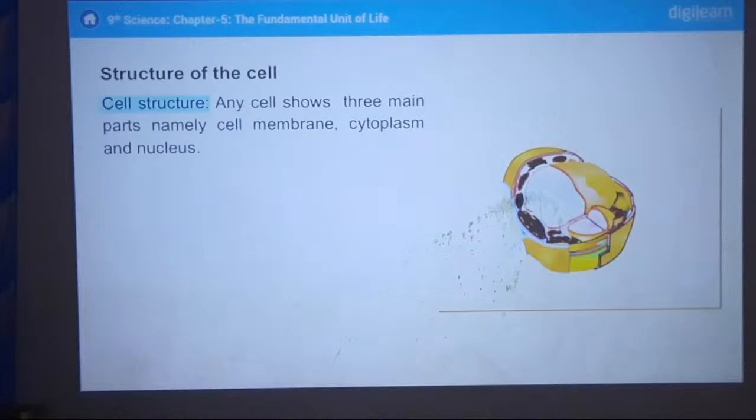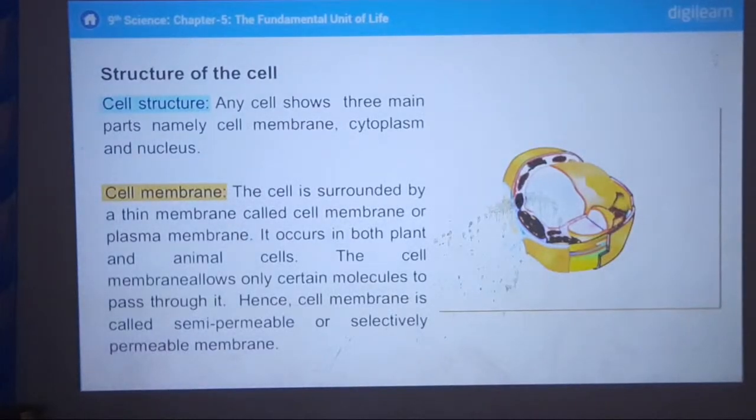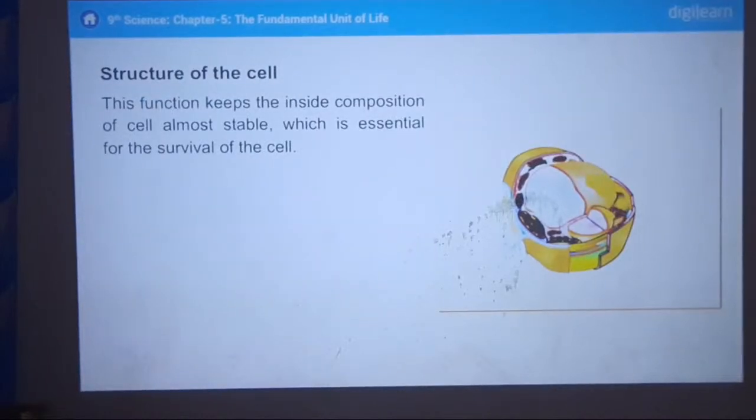Cell structure. Any cell shows three main parts, namely cell membrane, cytoplasm, and the nucleus. Cell membrane. The cell is surrounded by a thin membrane called cell membrane or plasma membrane. It occurs in both plant and animal cells. The cell membrane allows only certain molecules to pass through it. Hence, the cell membrane is also called a semi-permeable or selectively permeable membrane. This function keeps the inside composition of the cell almost stable, which is essential for the survival of the cell.